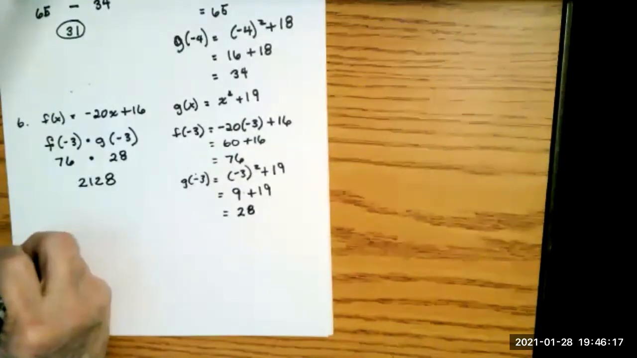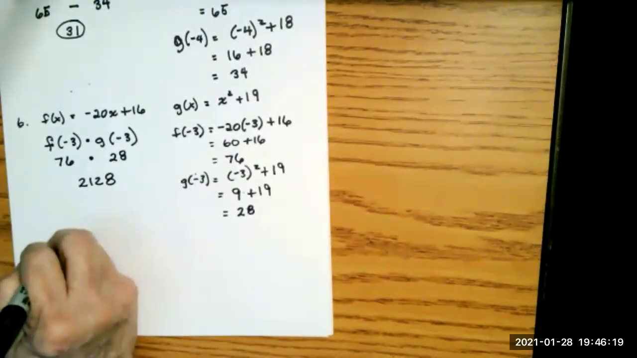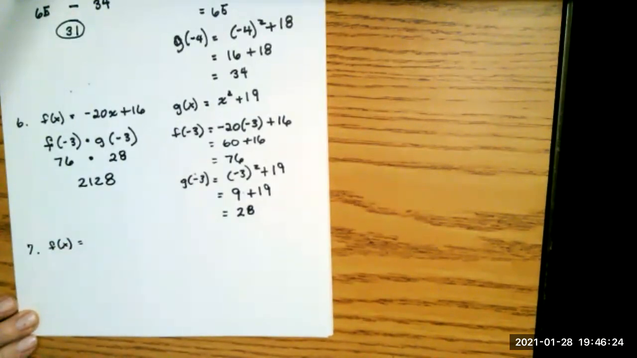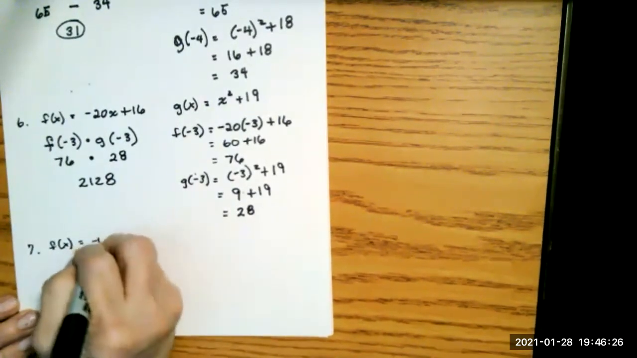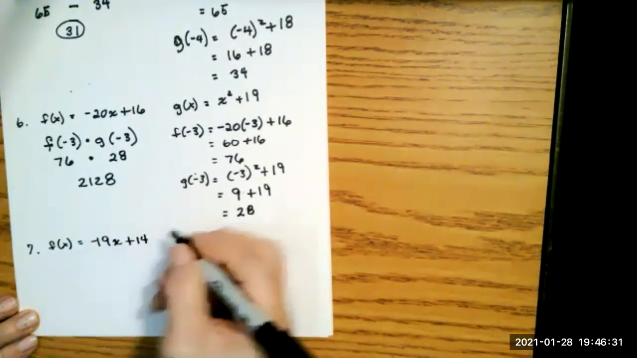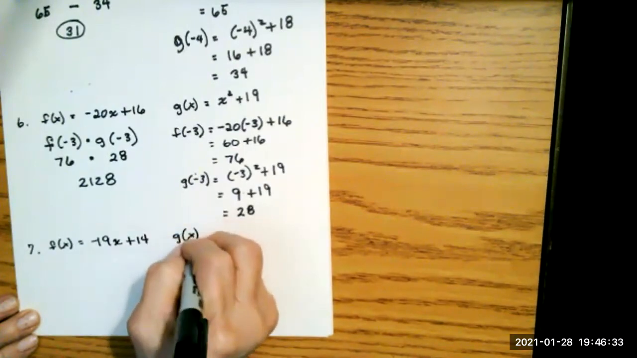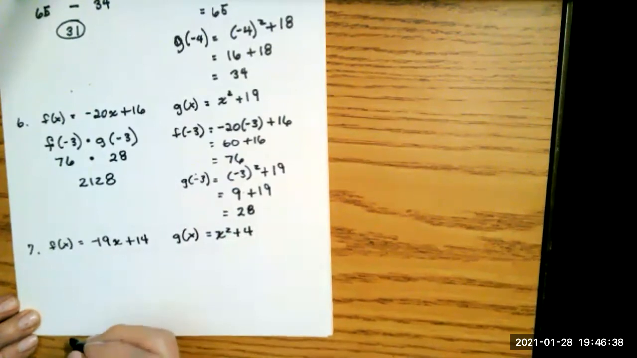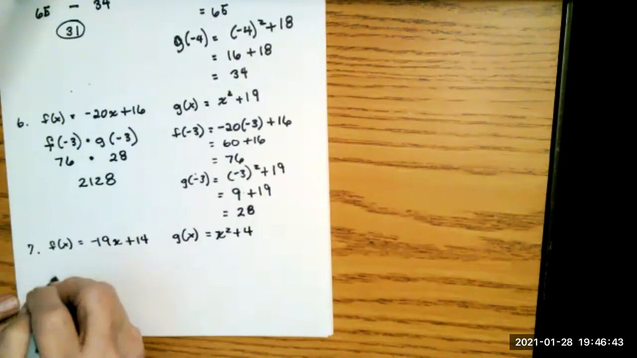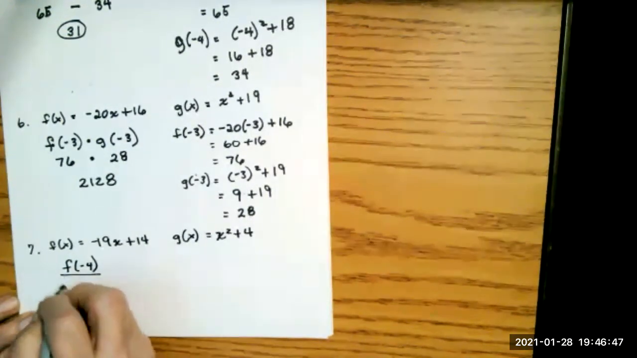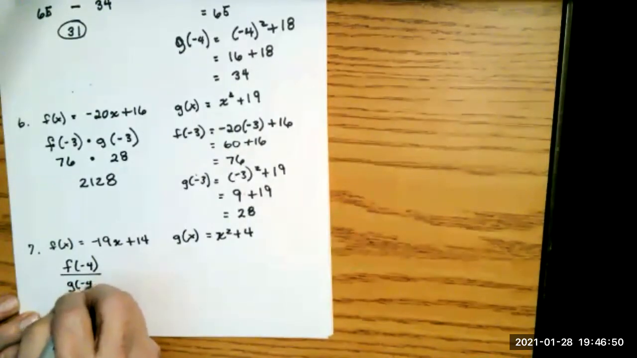Number 7. Number 7 said f of x equals negative 19x plus 14. And g of x equals x squared plus 4. This time they want us to find f of negative 4 divided by g of negative 4.